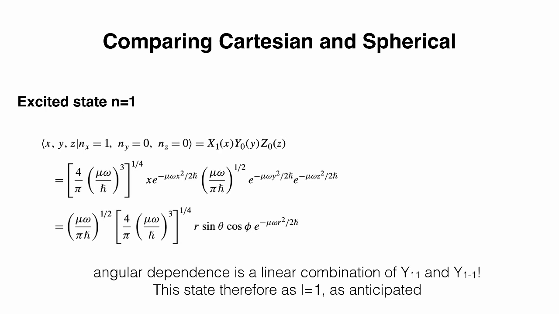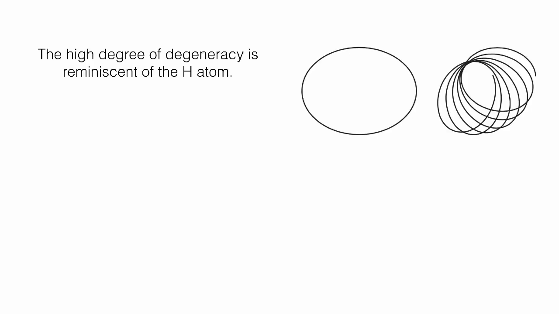Yeah, this is what we see. This is a combination of the two spherical harmonic functions, 1 1 and 1 minus 1, as we could have anticipated from a symmetry standpoint.